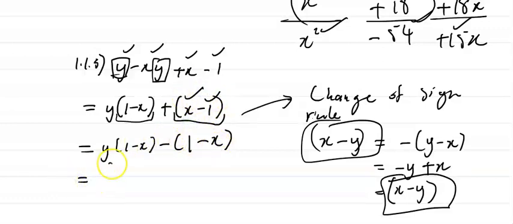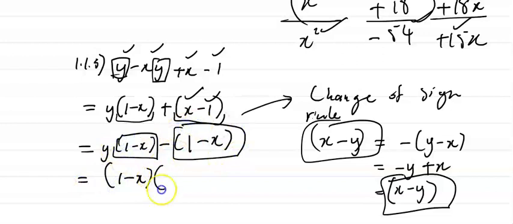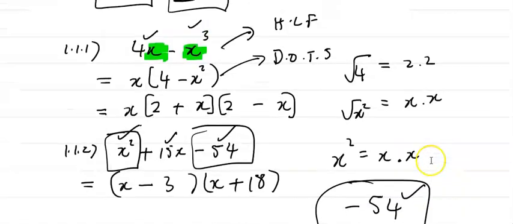So now I can say 1 minus x is a common factor there. And what am I left with? Into y minus 1. There you go, boys and girls. That's the solution. So if you look at part 1 of this particular video, what have we covered? We've covered highest common factor, difference of two squares, grouping, and trinomials. So basically, we've covered 4 out of the 5 types of factorization in this video.